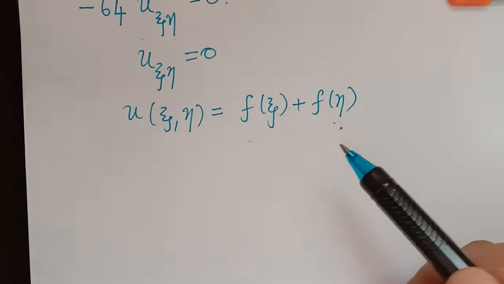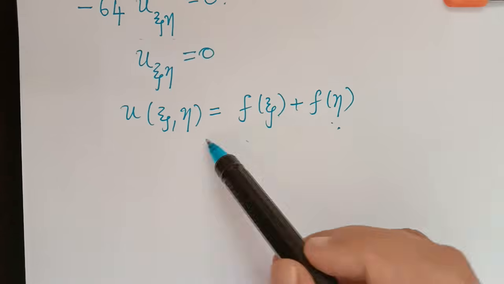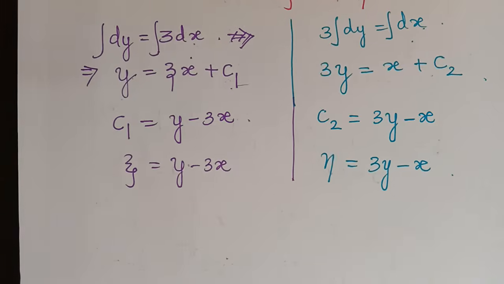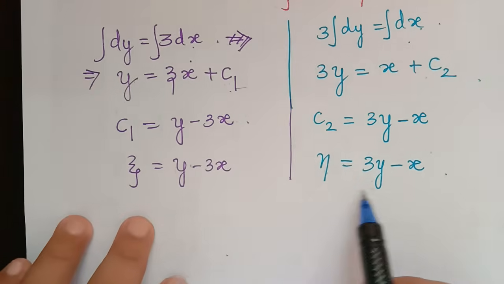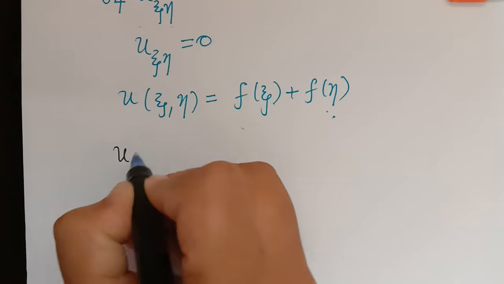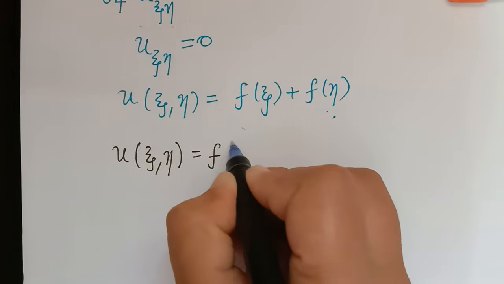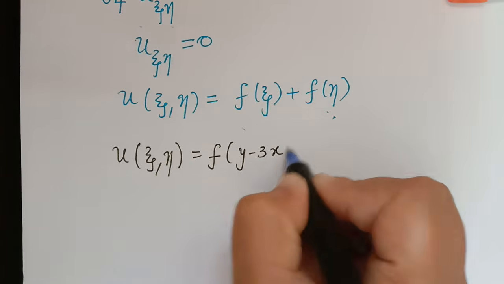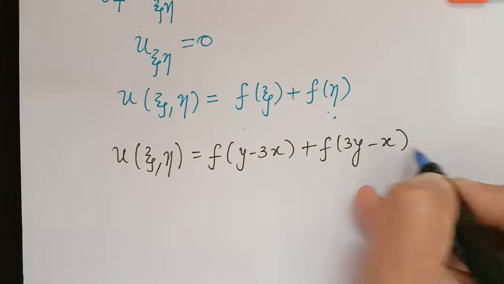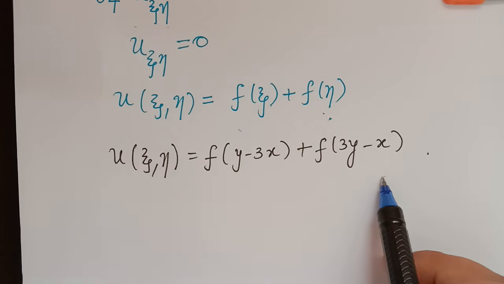Already we have found xi and eta. We can substitute them here. So xi here we have obtained, which is y minus 3x, and eta is 3y minus x. So let us substitute that. Therefore u of xi comma eta will be equal to f of y minus 3x plus f of 3y minus x. So this is the required solution of the given partial differential equation.